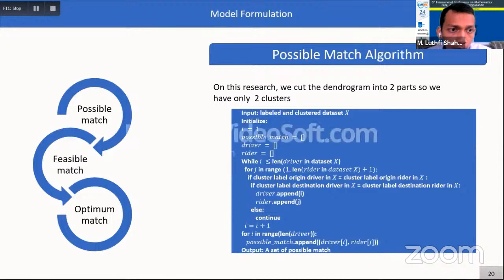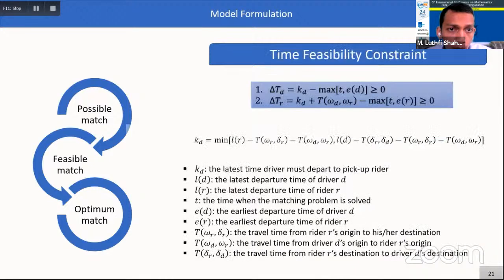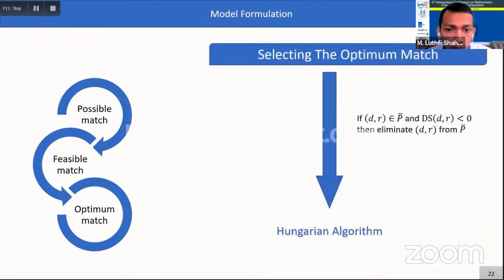Here's the possible match algorithm. Note that this algorithm only works on two clusters. This is the time feasible constraint. The constraints are that delta TD and delta TR must not be less than 0.